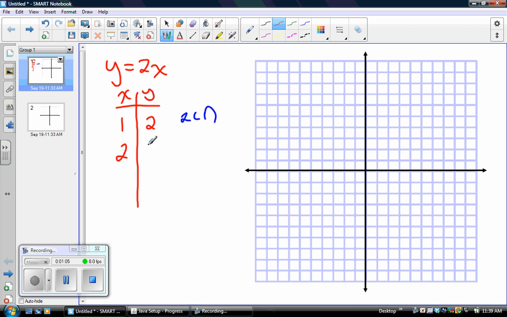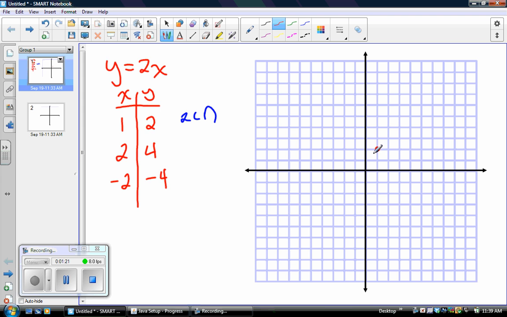Make x 2. Well, 2 times 2 is 4. Y is twice the x. Make x negative 2. We should get negative 4. Now the question always comes, now what? Well, now you've done the hard work.